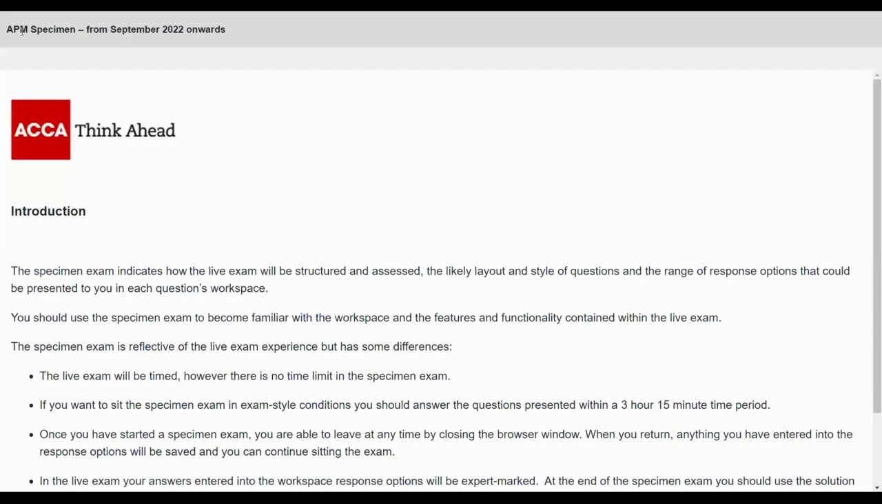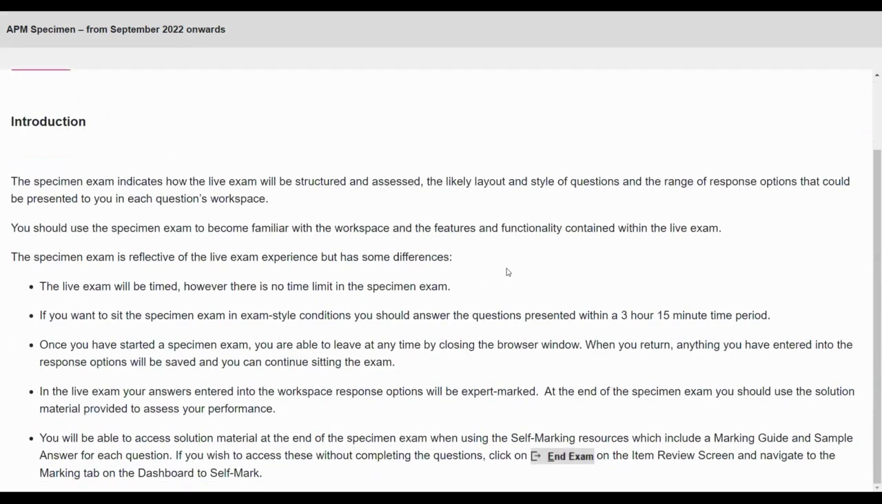Okay, guys. So I'm going to start discussing this APM specimen examination, which is available from September 2022 onwards. Let's have a bit of a discussion about this specific question.